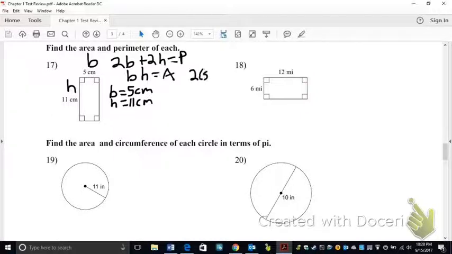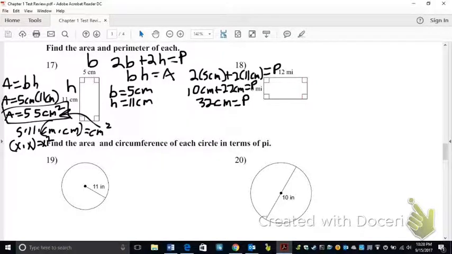Which means that when I plug in to my 2 base plus 2 height, I'm going to get 2 times 5 centimeters plus 2 times 11 centimeters, and that's going to be equal to the perimeter. Again, the perimeter is the distance around the outside. 2 times 5 centimeters, 10 centimeters, plus 2 times 11 centimeters, 22 centimeters, equals P. So now we just add 10 centimeters plus 22 centimeters, and we get 32 centimeters. And that's going to be our perimeter.